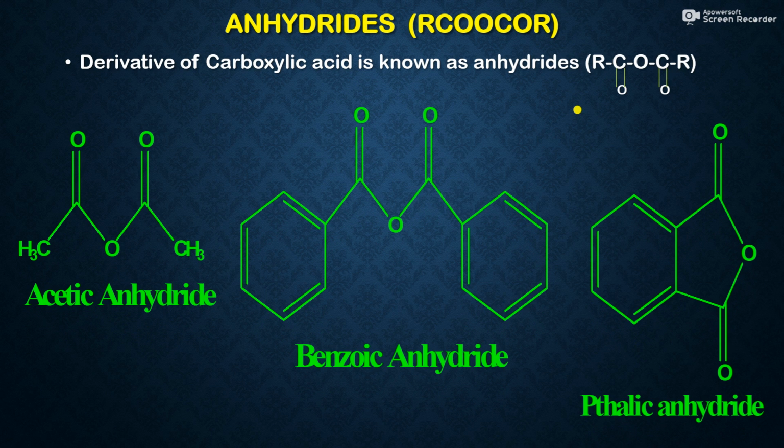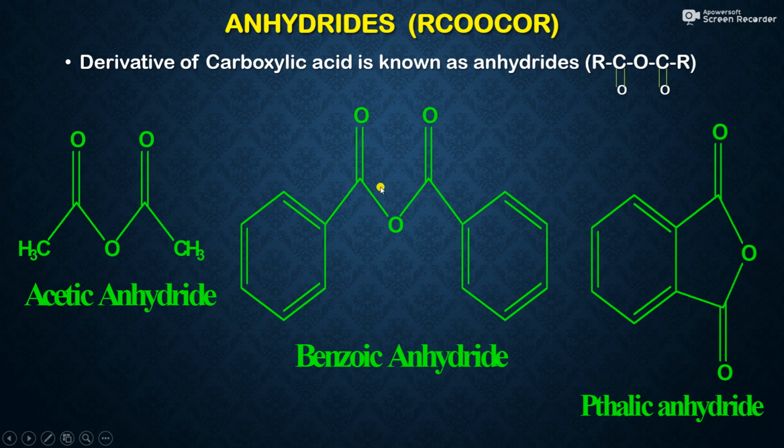So these are some anhydrides which are commonly used in the laboratory. The first anhydride is acetic anhydride. The word acetic shows us the genus of this compound, that is, from which carboxylic acid it is formed. As the name acetic anhydride is there, it represents that this compound is formed from acetic acid. This compound has the structure CH3COOCOCH3.